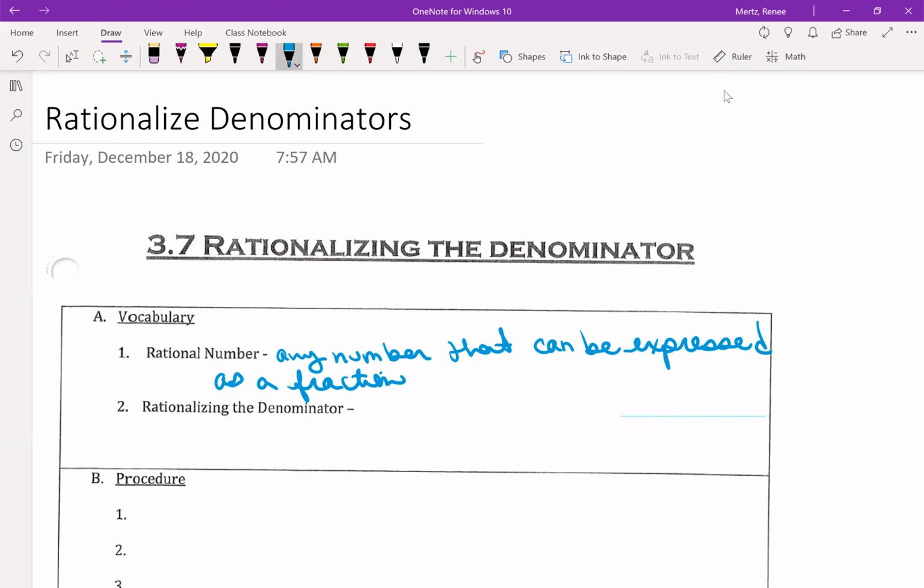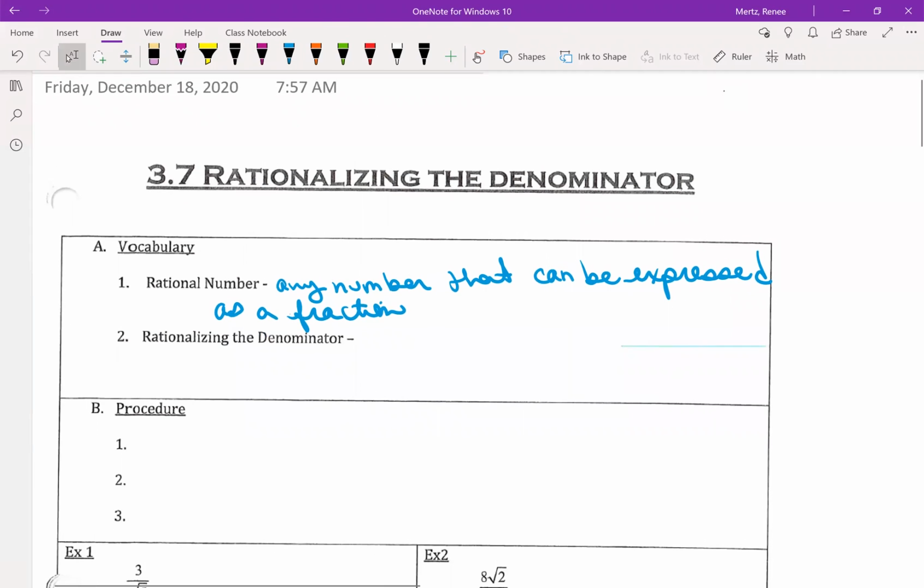So rationalizing the denominator is the process of getting rid of negative numbers, square roots, fractions. All of those things are bad form to have in a denominator. So you can't have negatives. So we usually bump them up to the numerator, fractions or square roots in the denominator.